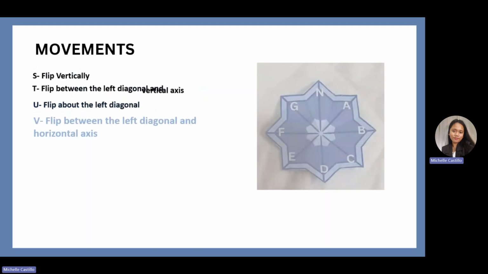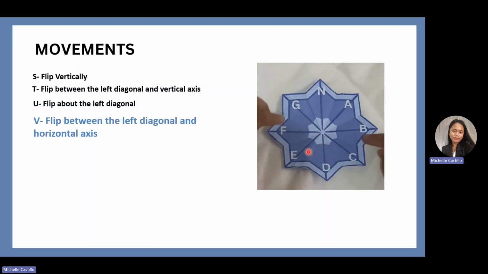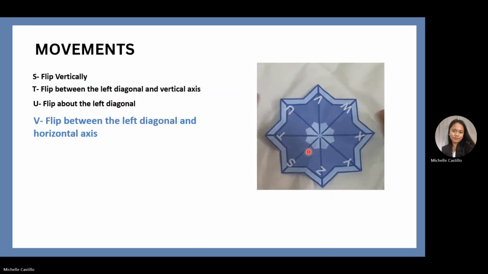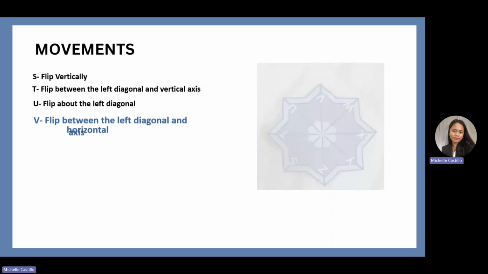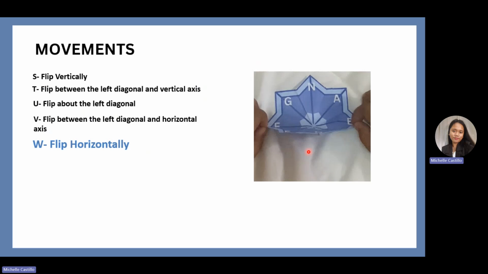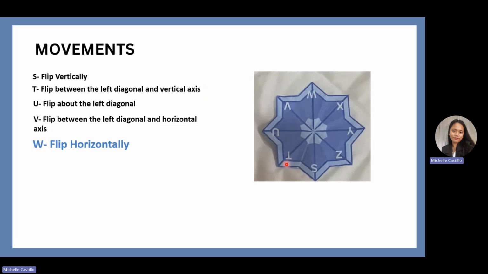Then next, we have V, or flip between the left diagonal and the horizontal axis. Then next we have W, or flip horizontally. So here, we will just flip the model horizontally, and that will give us W.